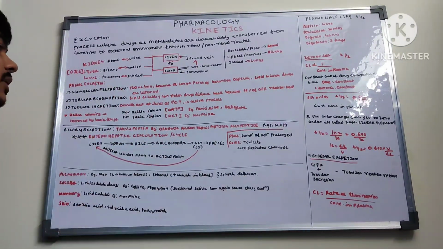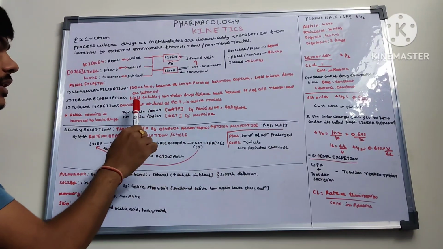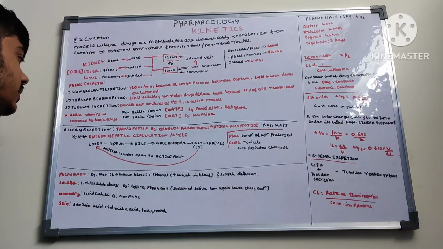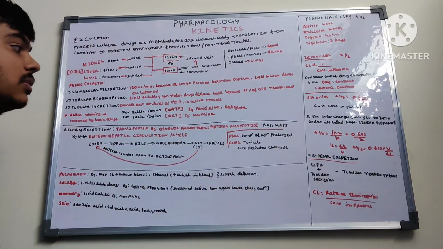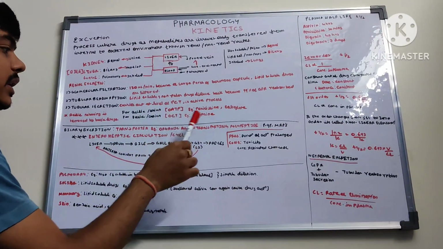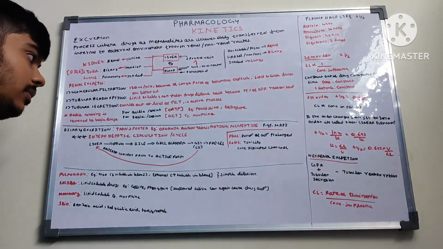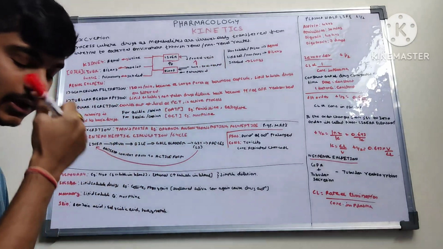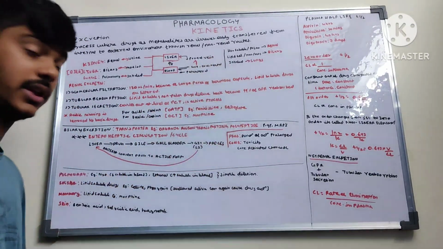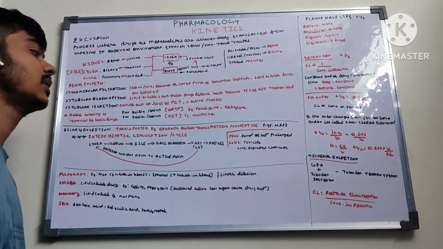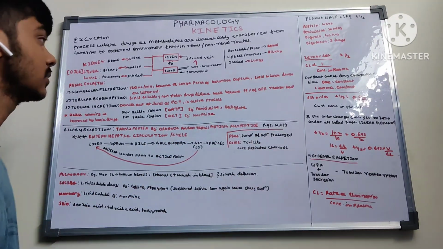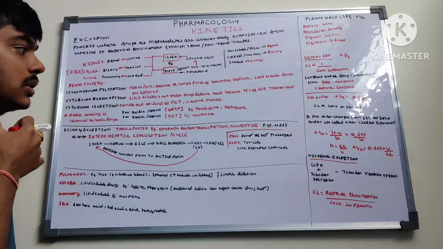Next is your tubular secretion. This occurs at the level of the proximal convoluted tubule, as we all know, and this is an active process. There are a few transporters here, like OAT, the organic anion transporter protein, which transports drugs such as penicillin and salicylic acid. Aspirin can be an example of it. And for basic drugs, there is the organic cation transporter, for example morphine. So this is how renal excretion works.